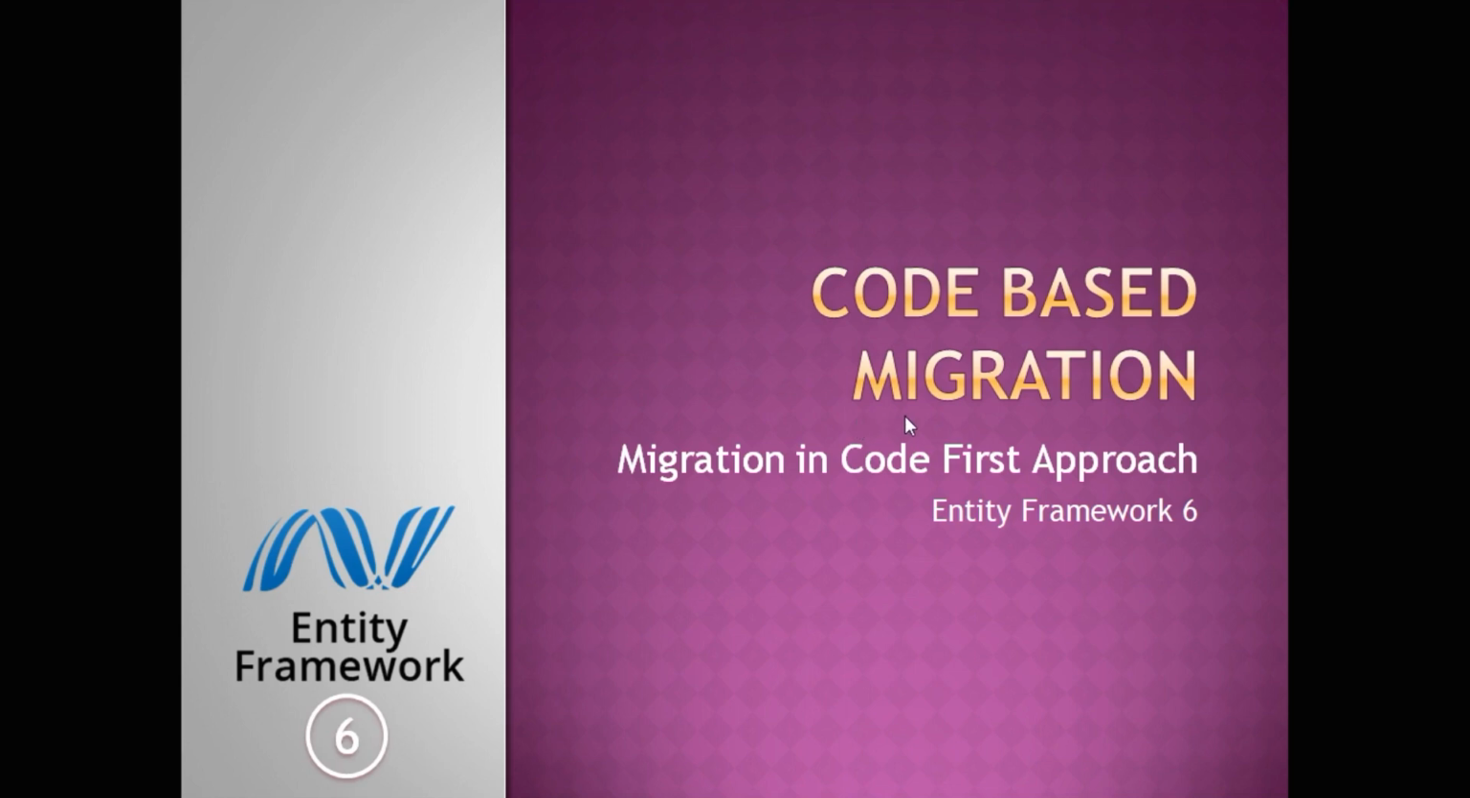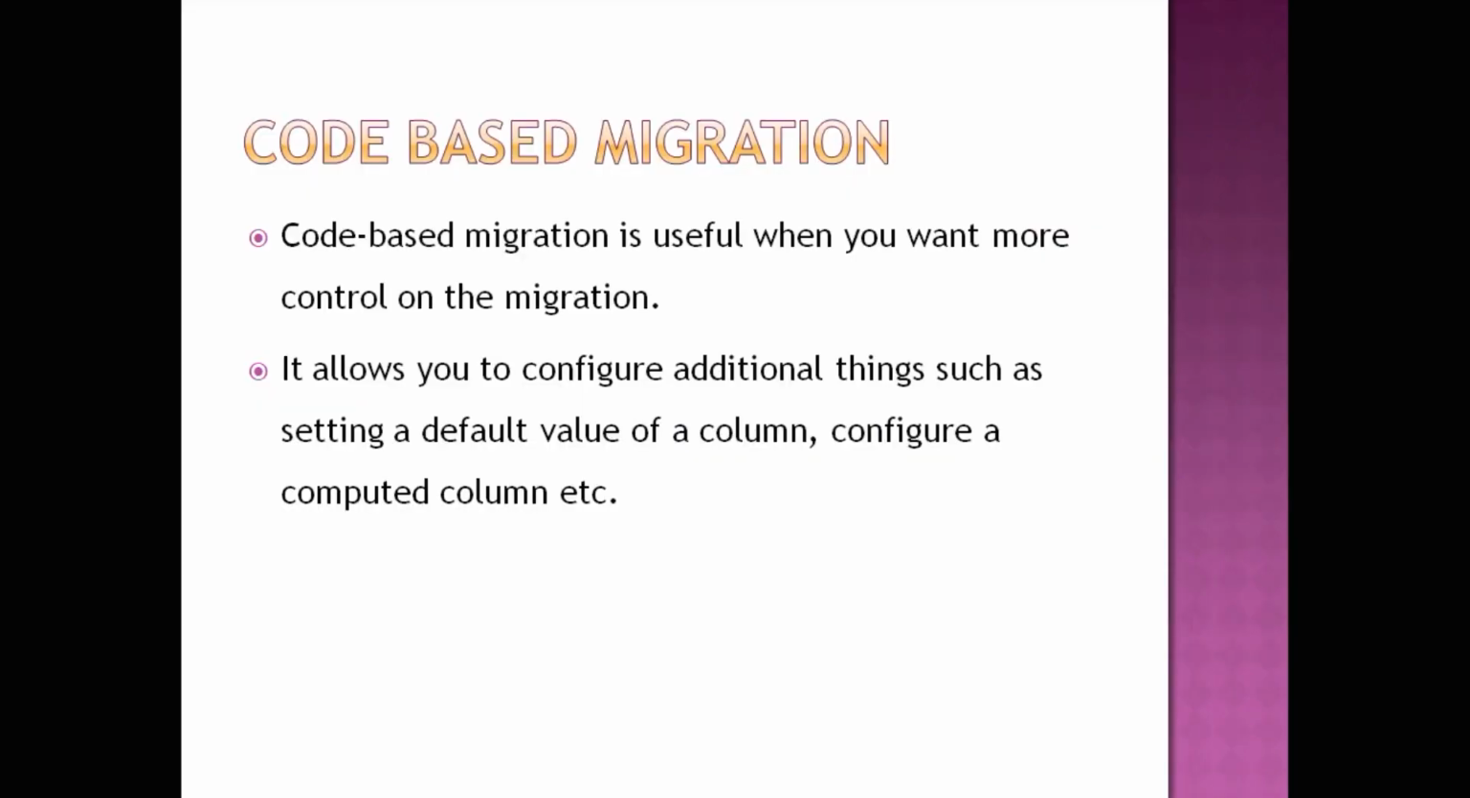Okay, so let us understand what is code-based migration in detail. Code-based migration basically allows you to do a migration manually, exactly opposite of automated migration. Here you have to write a command to do a migration. So what is the advantage of it? Whenever you are doing anything manually, definitely you will have more control on that. So that same control is given by the code-based migration.